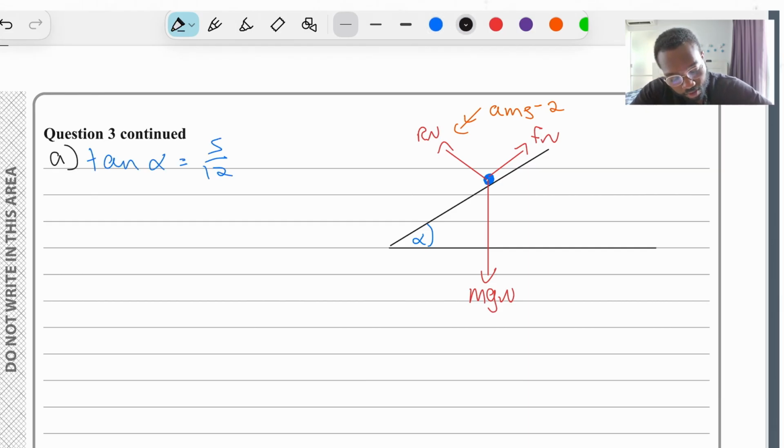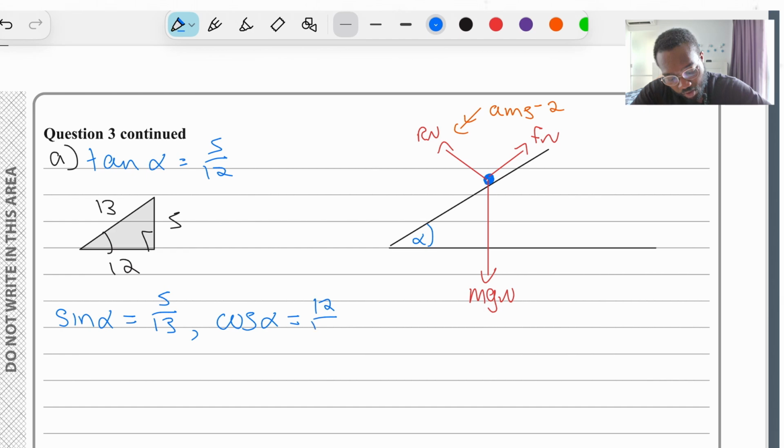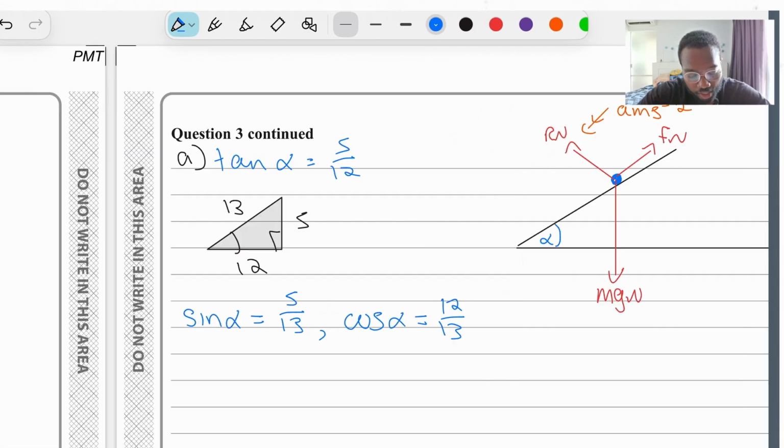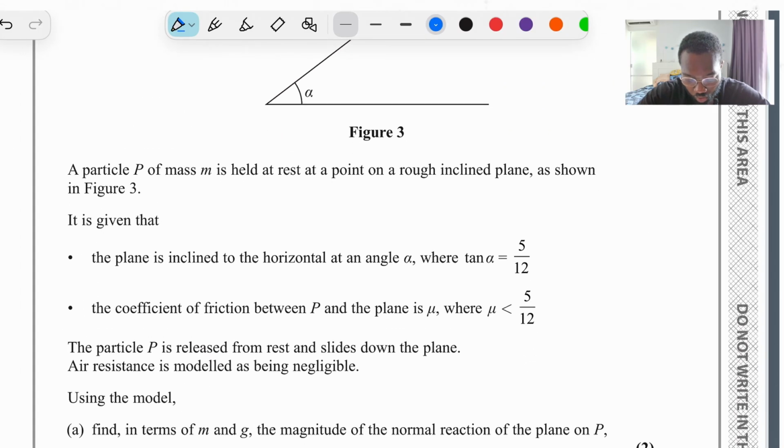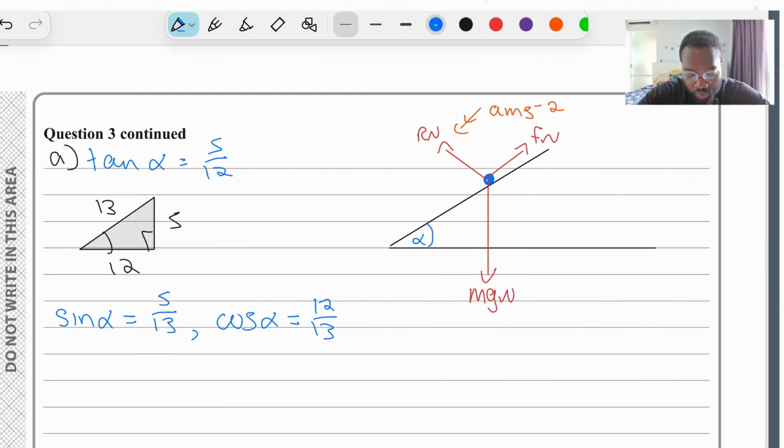So if we think about that, draw a little right angle triangle here. Therefore, this is 5, this is 12, this will be 13. Therefore, we also know that sine alpha would be opposite over hypotenuse, so that would be 5 over 13. And cos alpha would be 12 over 13. So we've used all the information we've been given. And then the first question is, in terms of m and g, find the normal reaction on the plane at P. So we need to find that R newtons.